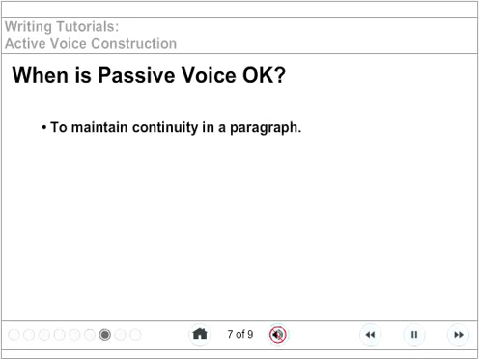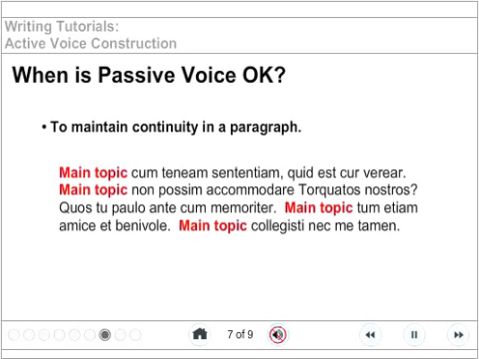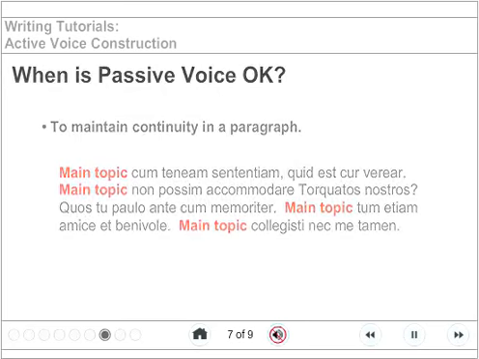Passive voice may also be the best choice to maintain continuity within a paragraph. Often, the main topic of a paragraph appears early in all or most of that paragraph's sentences. This construction helps to signal the main topic of the paragraph to the reader and encourages the reader to remember that main topic. Using passive sentence construction to continue to place the main topic of the paragraph early in individual sentences can be a good choice.